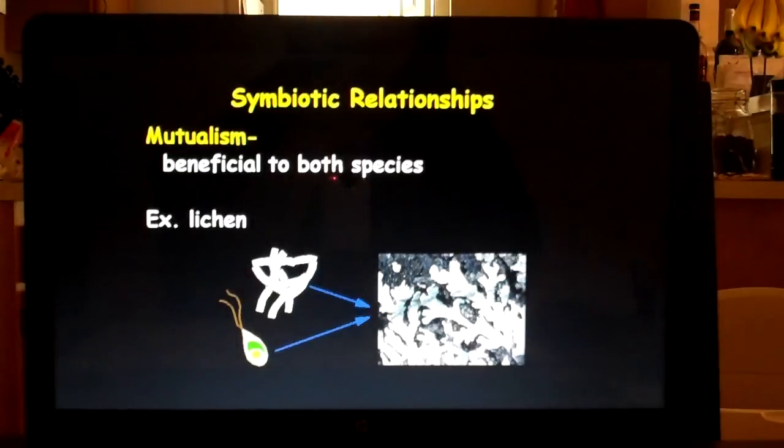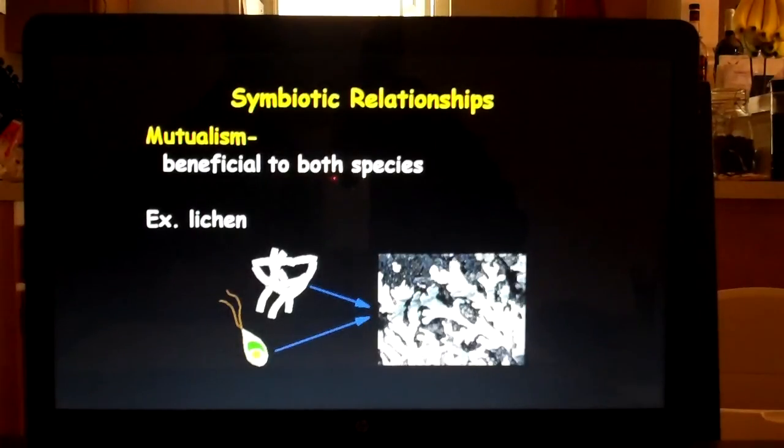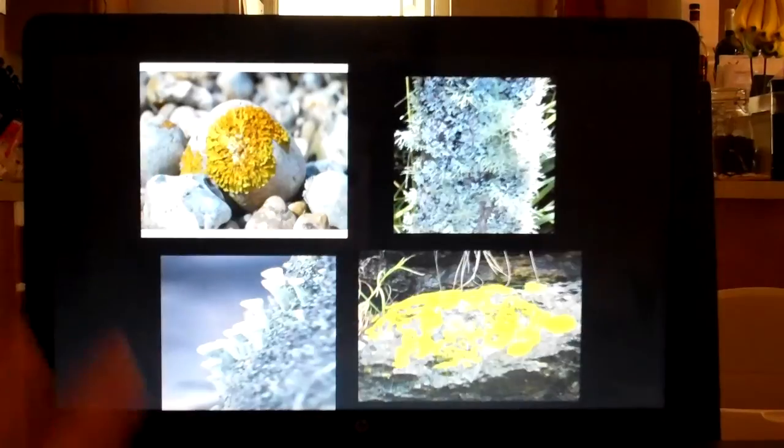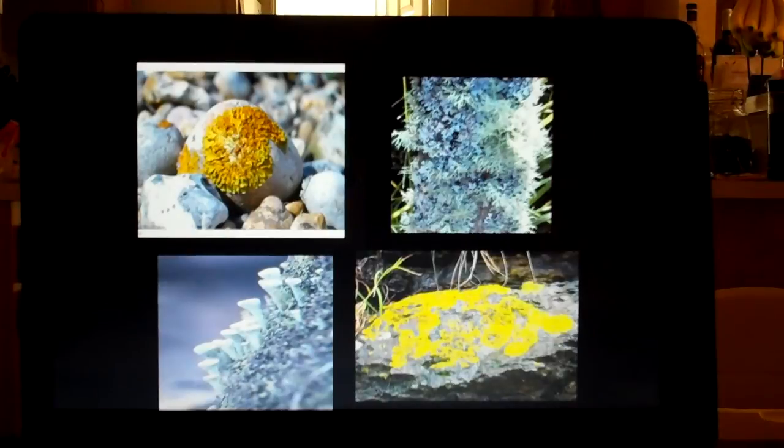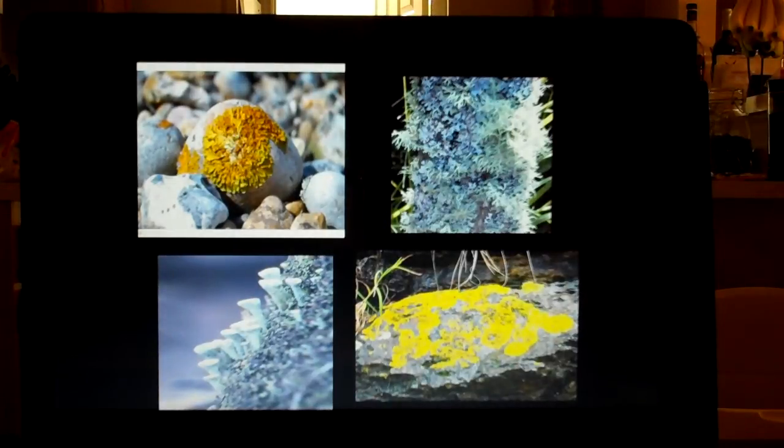Another example of mutualism is a lichen. In a lichen, there are two species actually living together. It's going to be a cyanobacteria and a plant-like material. And they benefit each other, and they live on trees and tree bark. If you look at tree bark, you will see a lot of lichen. And here's a couple of examples of lichen. You can also see them on rocks, but it's more common to find them on plant materials.